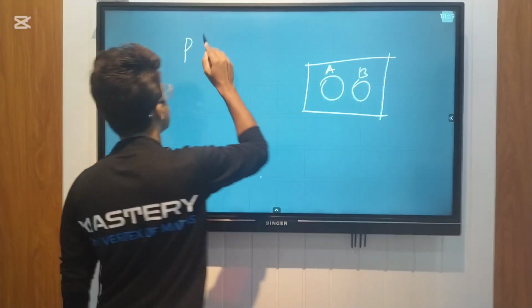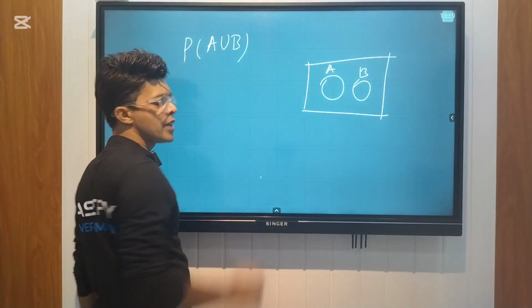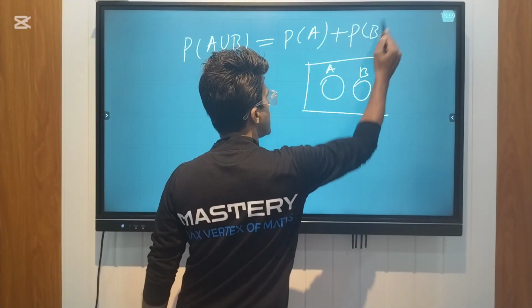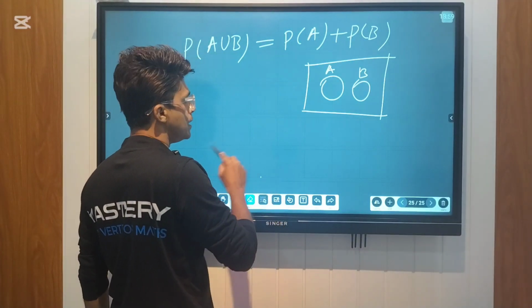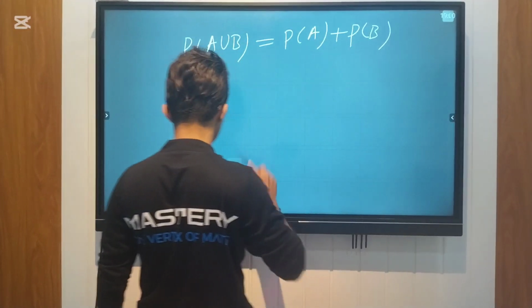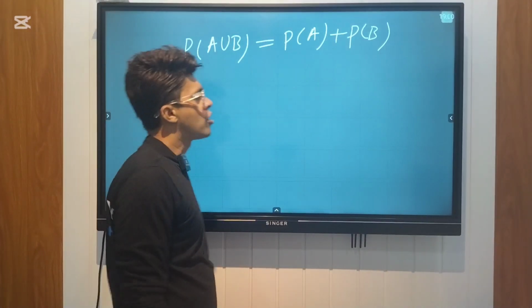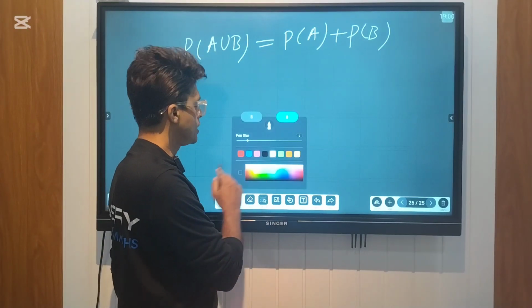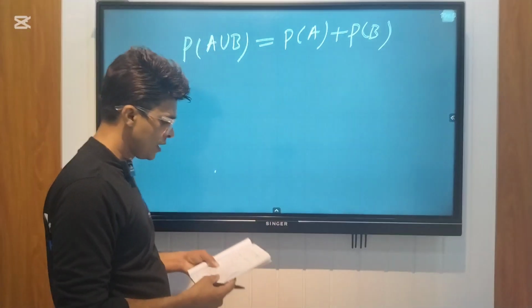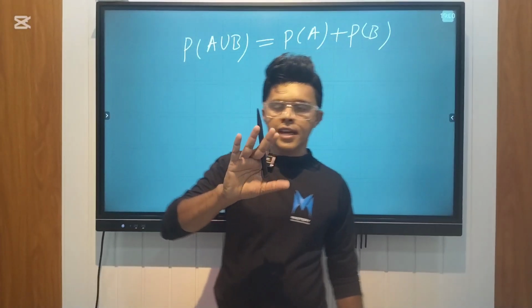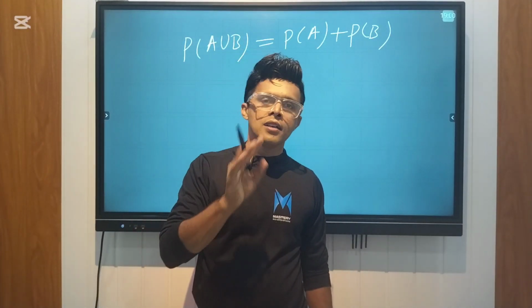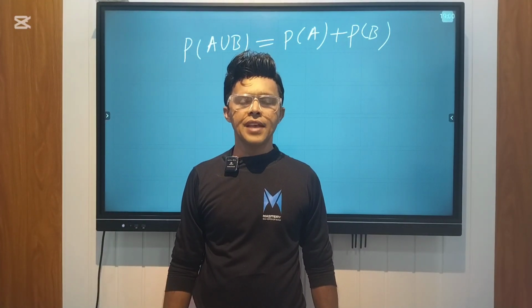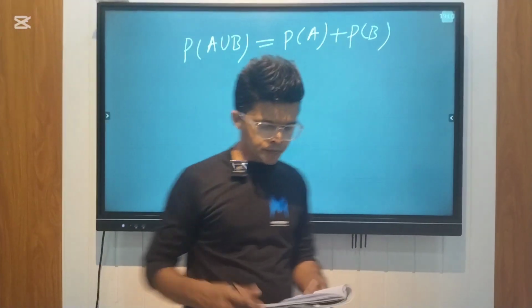If these events are A and B, then we generally write P(A union B) equals P(A) plus P(B). You need to recall this one. P(A union B) equals P(A) plus P(B). We do not take the other part, P(A intersection B), because here there is no intersection. So if it is mentioned that two events are mutually exclusive, then this is the formula that is used to solve these types of questions.